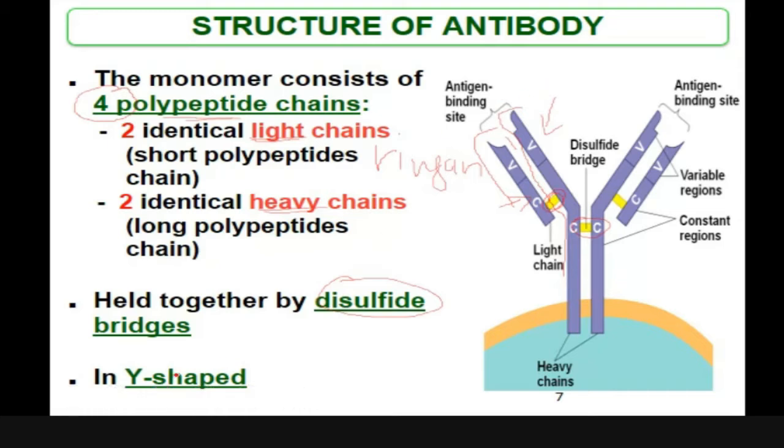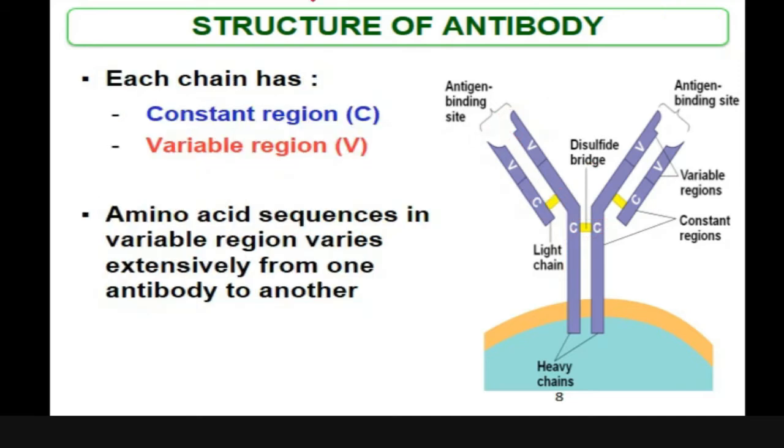They are in the Y shape form. Bentuk memang bentuk Y. Each chain has constant region and variable region. Constant region maksudnya this part is similar in every antibody. Similar in every antibody. Mana dia punya content, kita panggil sequence of the amino acid is similar in every antibody.